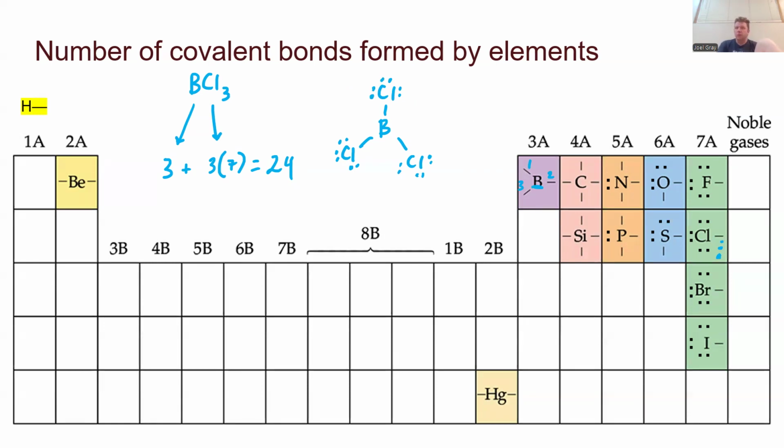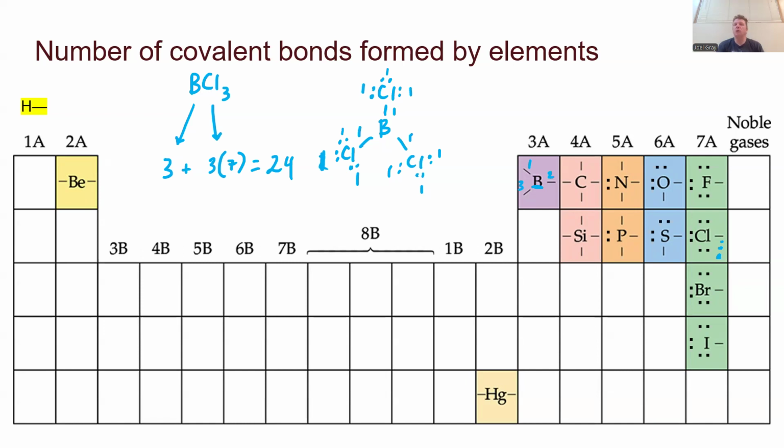Okay, so each boron looks like the boron that's in the table here, and each chlorine looks like the chlorine in the table. So now, how many total electrons have we drawn? 2, 4. I'm just going to do a one by each one of them. 4, 6, 8, 10, 12, 14, 16, 18, 20, 22, 24. 24 electrons, which is what we calculated that we would need to draw. And this gives us what we're ultimately putting together.